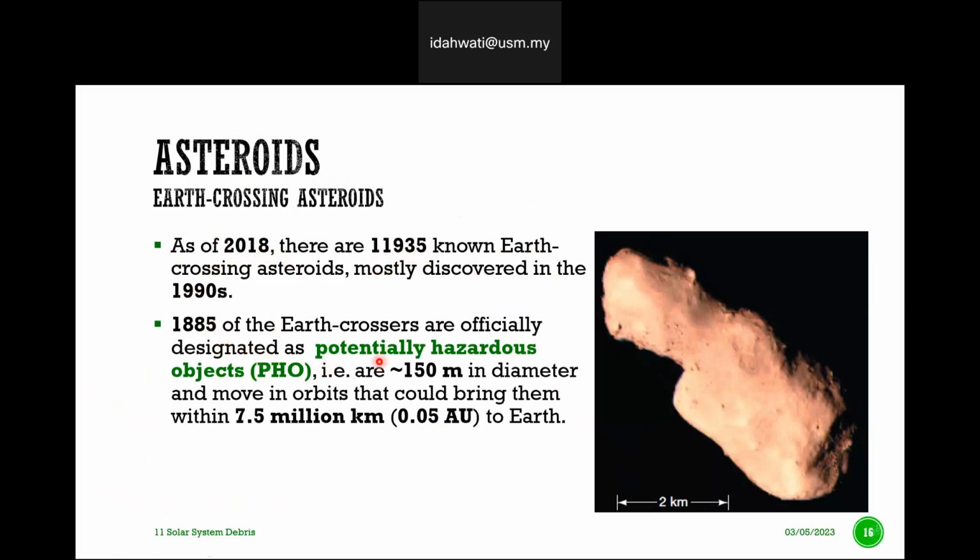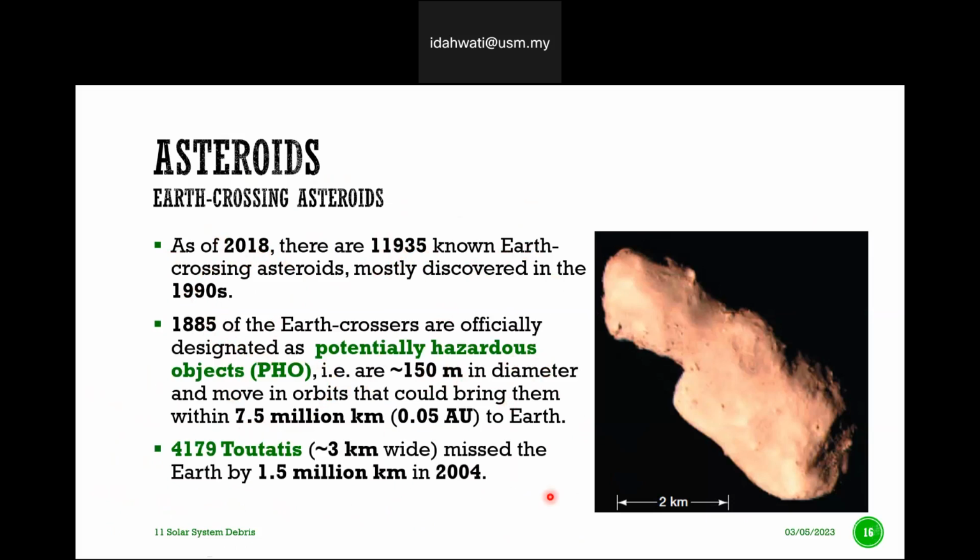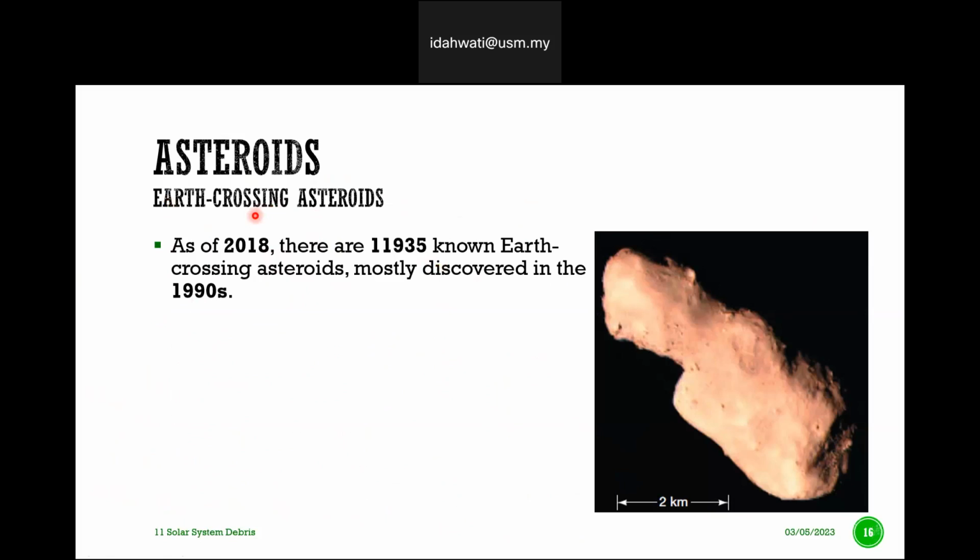So also the potentially hazardous objects. Okay, they found an object 150 meters in diameter, at a distance of about 7.5 billion kilometers from the Earth. And also 5179 Takeshima, okay, missed the Earth by 1.5 billion kilometers in 2004. So that is all the information about the Earth-crossing asteroids.